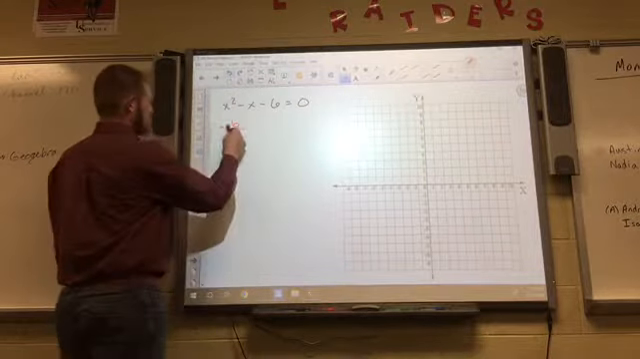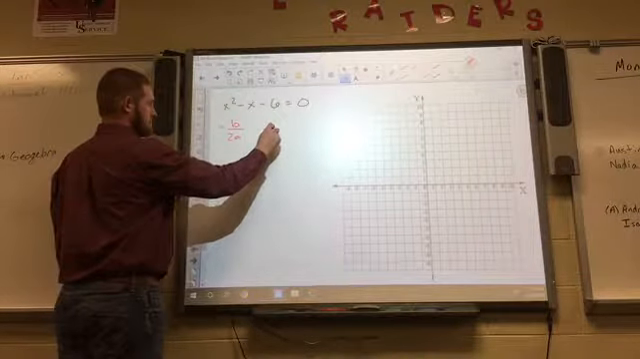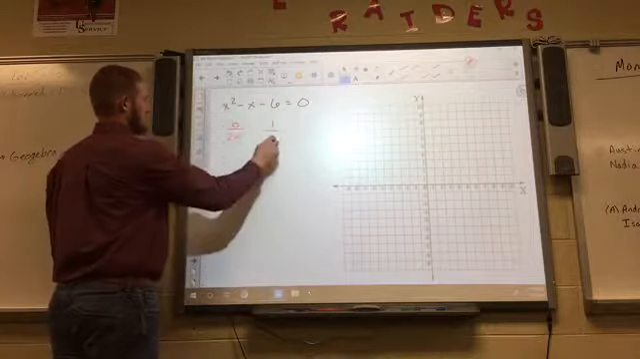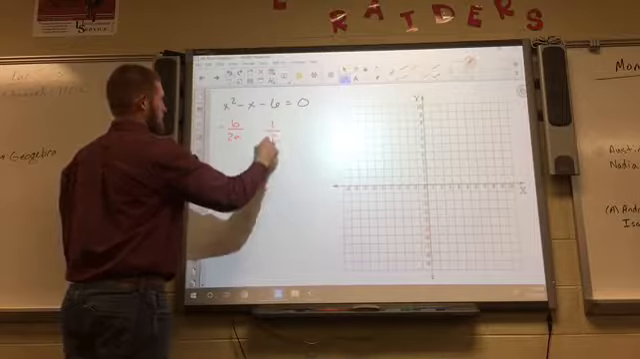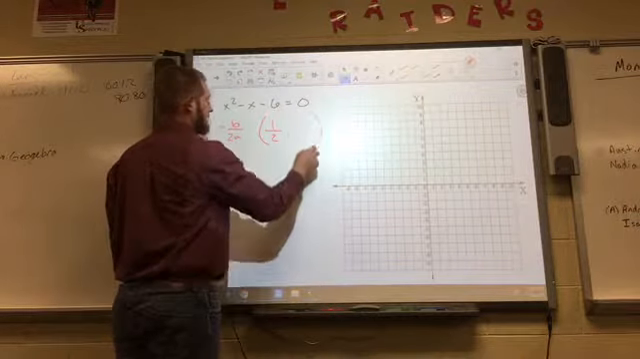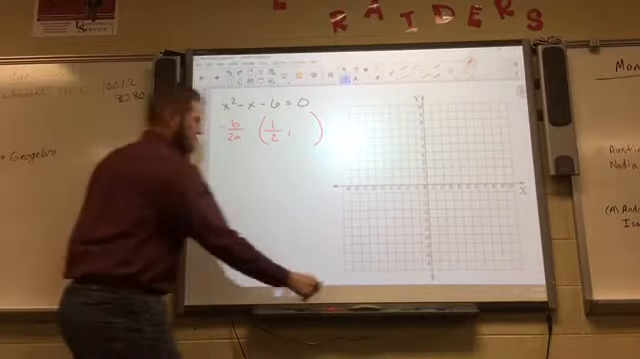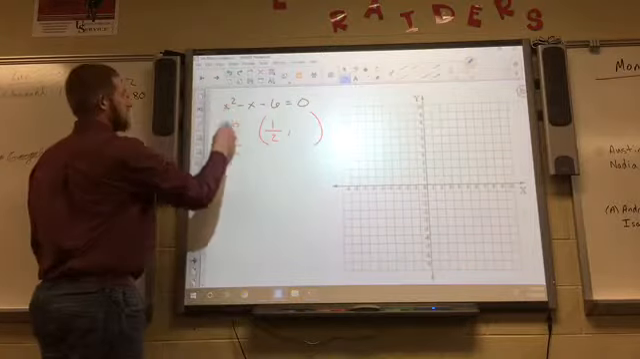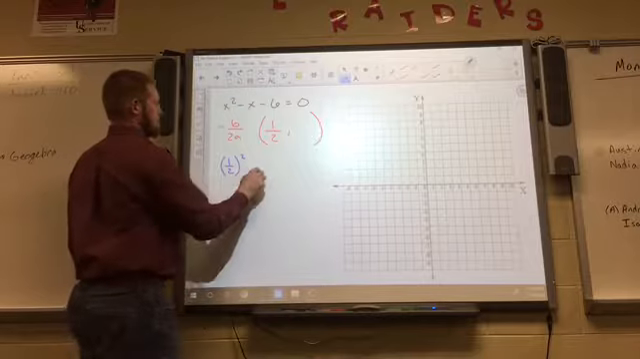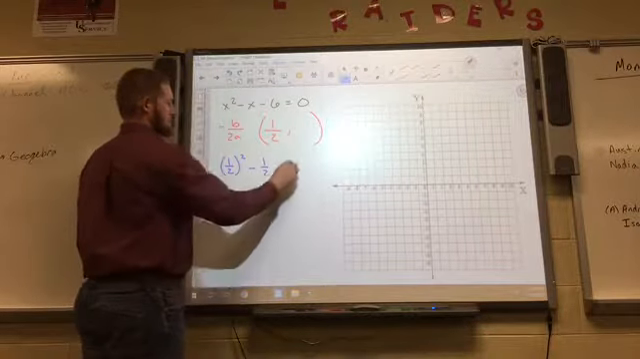So, b is currently -1, so negative b is positive 1, over 2 times 1, which is 2. That's the x value of my vertex, right? How do I find the y value of my vertex? Plug x in. Okay, so I have 1/2, and I'm going to rewrite this all the way out: 1/2 squared minus 1/2 minus 6.